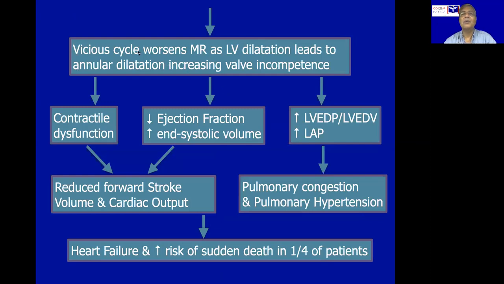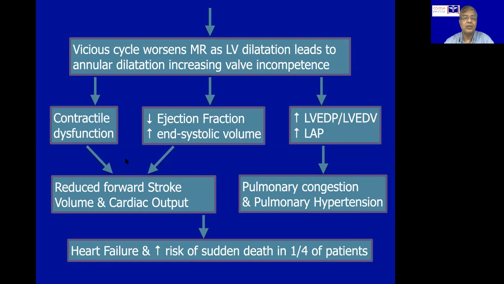This is a vicious cycle because as MR worsens and LV dilatation happens and annular dilatation happens, it further increases the mitral valve incompetence. Because as the LV dilates, the mitral valve becomes even more and more incompetent. All this leads to contractile dysfunction, reduction in the ejection fraction, and an increase in the end systolic volume of the LV, which further is seen also as an increase in the LV end diastolic pressure and end diastolic volume, and an increase in the LA pressure.